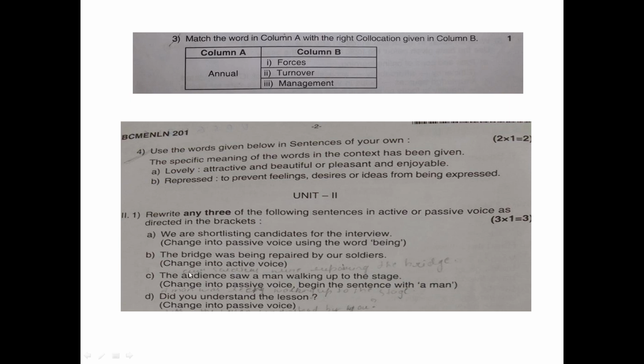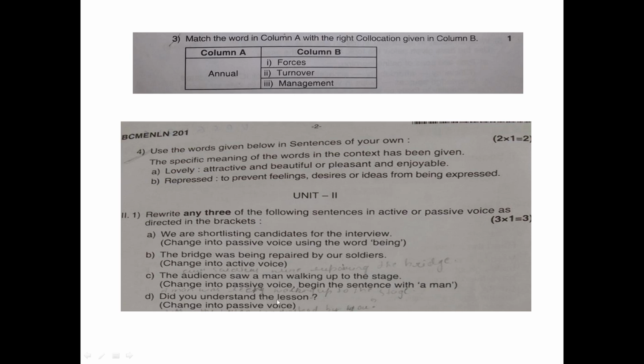The next one, C, the audience saw a man walking up to the stage. So here you have to change it into passive. So you can begin with a man was seen, that is passive verb, was seen walking up to the stage by the audience.